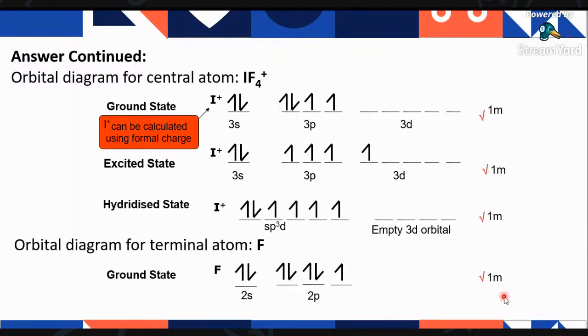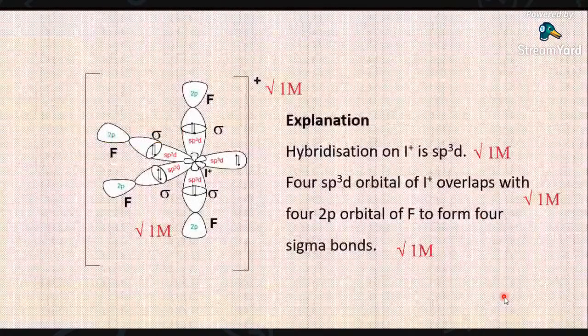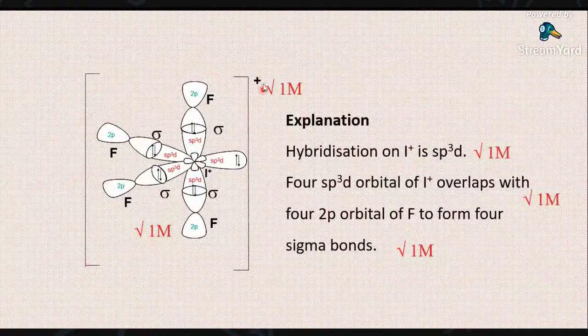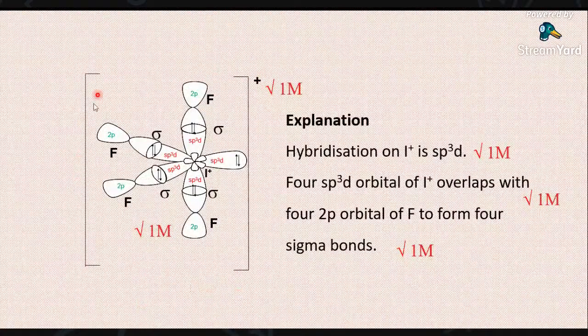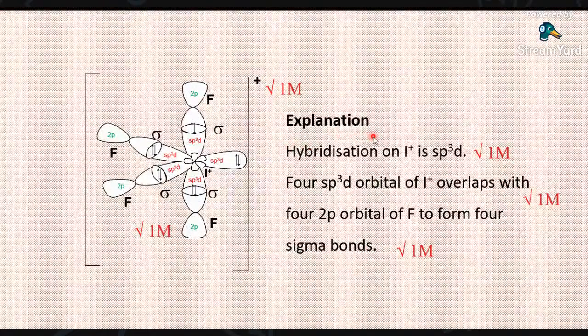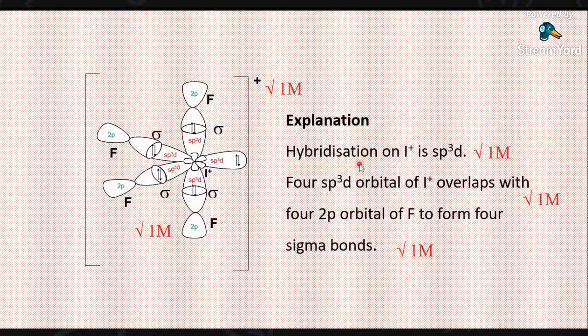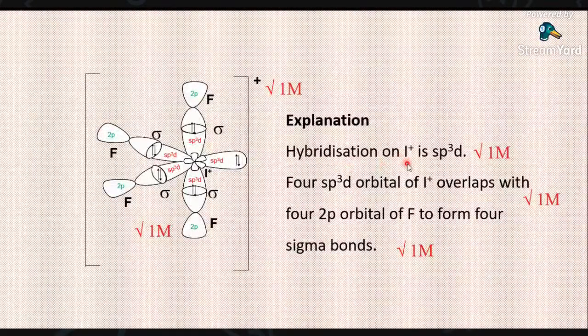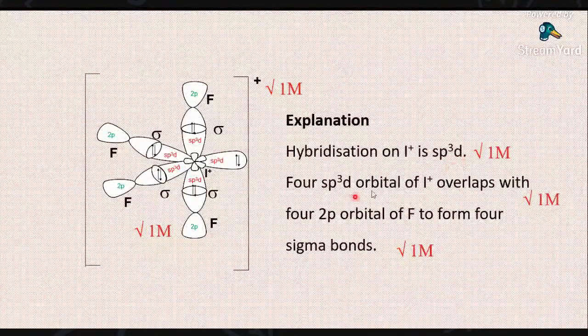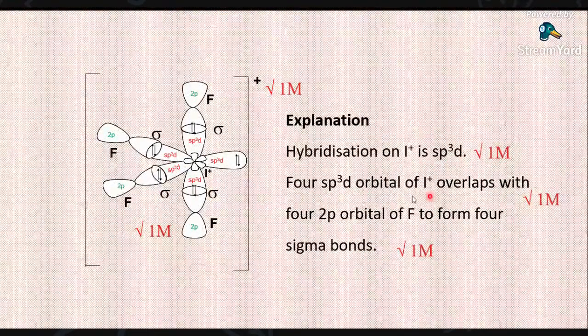So let's continue to the last part of the question, whereby you have to show the formation of the bonding using orbital overlap. That means you have to draw your hybridization diagram over here. Okay, drawing alone is not enough, you have to continue with an explanation. You have practiced this also, so you have to state that the hybridization on the central atom, which is I plus, is sp3d. And what actually happens, this is the important part.